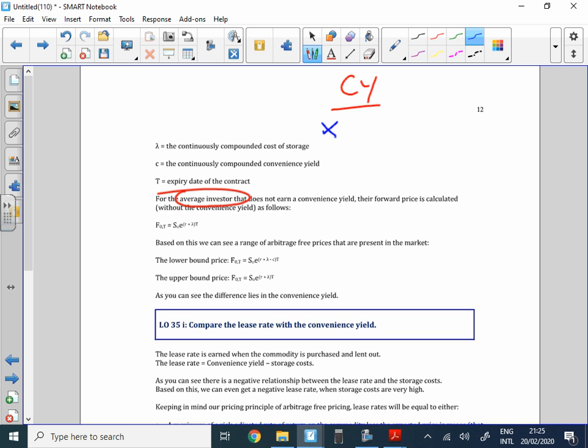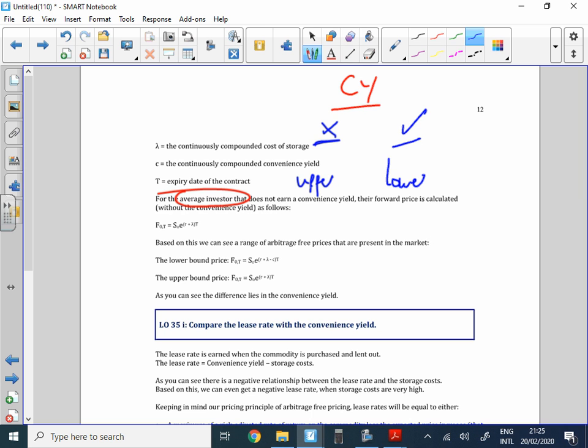If I'm not minusing C, think. My futures price is higher or lower? Higher. So if I don't get a convenience yield, then the price will be the upper bound, won't it? It'll be higher. If I do get a convenience yield, you happy? I minus C from my calc, don't I? My futures price is lower. That would be called the lower bound.